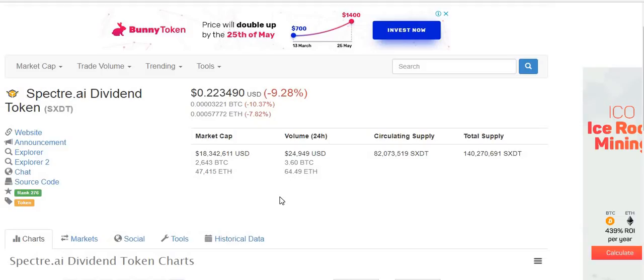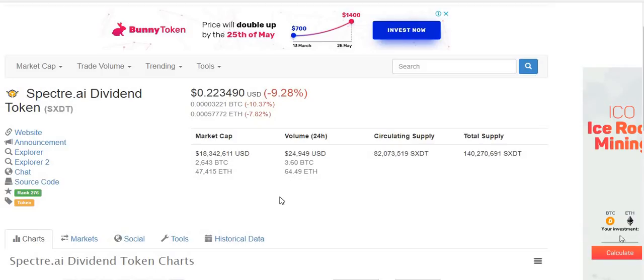Now, there is a caveat. If you are a U.S. citizen, you're not going to be able to pull out the dividend. So if you're a U.S. citizen and you hold SXDT tokens, you're going to have to figure something else out. Find someone who lives overseas, go get residency in another country, et cetera.